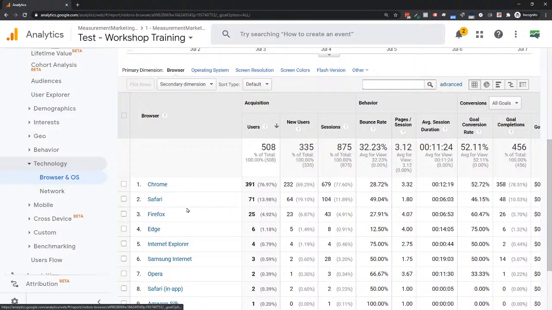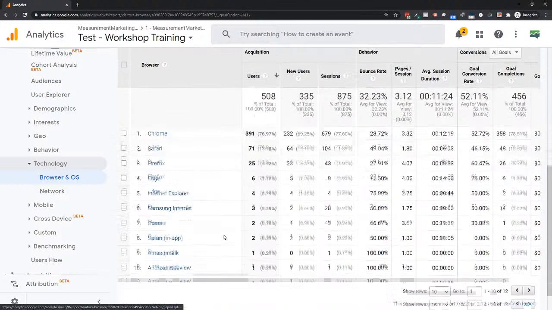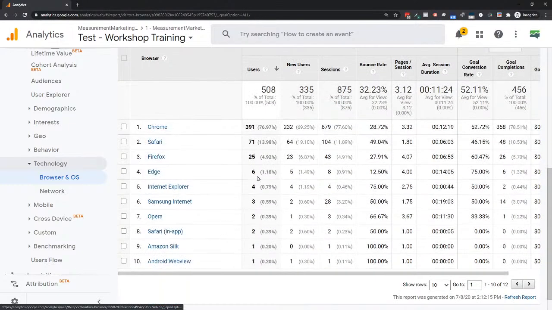Safari, barely above 10. Firefox, barely at 5. Edge, poor Edge. Microsoft just can't catch a break. So it doesn't have really any market share, barely a percentage. And then there's a bunch of other ones that have come through. Some of these will be mobile browsers and things like that.